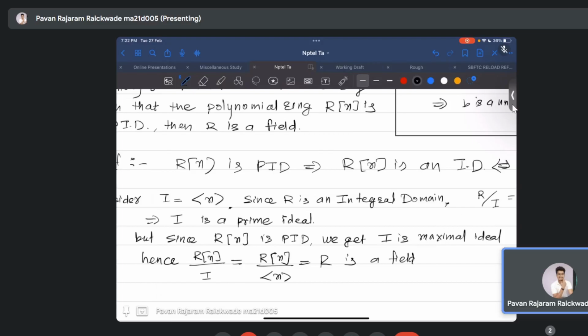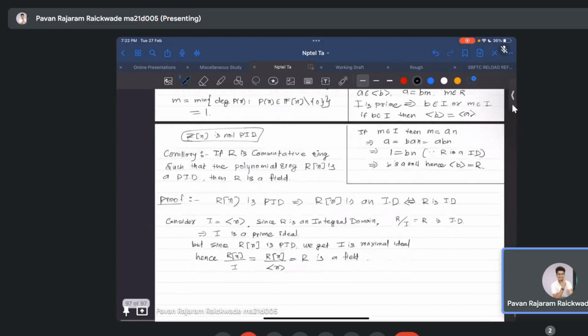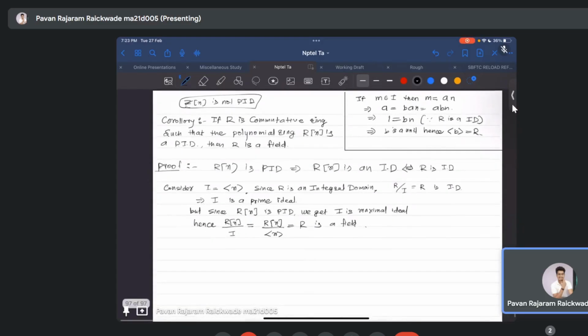Okay, this follows by the proposition we have seen very earlier that in an integral domain or commutative ring with unity, R quotient I is a field if and only if I is a maximal ideal, right? So hence the argument follows. This is an important corollary. So now we'll see a question.